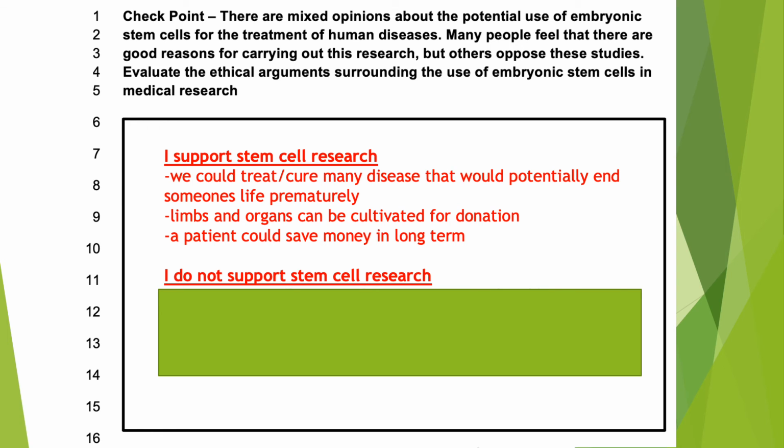Okay. We could also produce limbs and organs for those missing. So those people who have prosthetics, if they're not happy with prosthetics, then we could provide them with limbs, right? Or people who have heart failure or liver failure or kidney failure. We could cultivate or we can produce these organs, right? And we can give it to them.